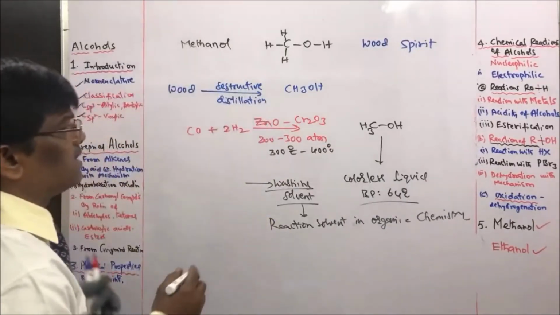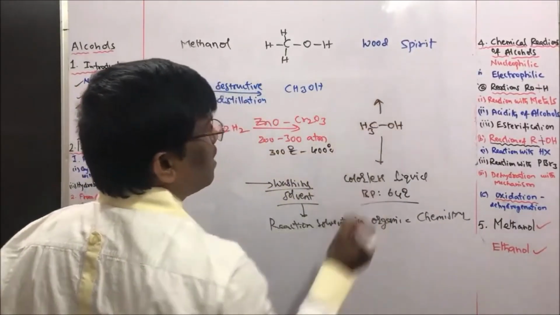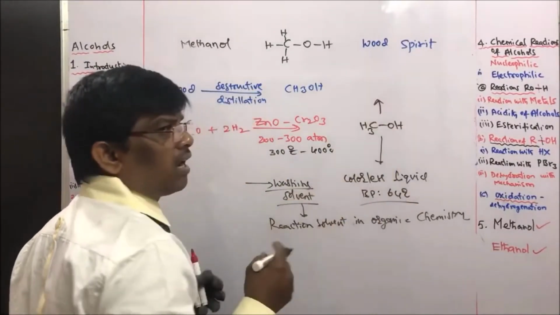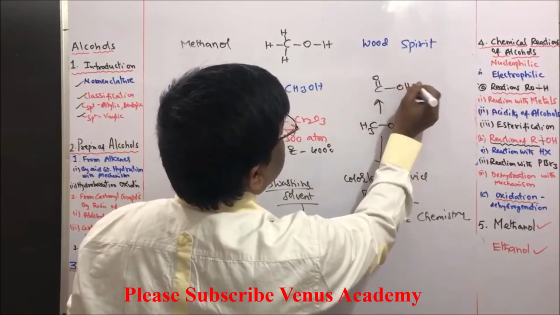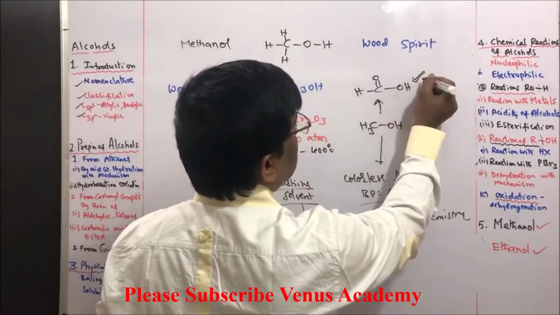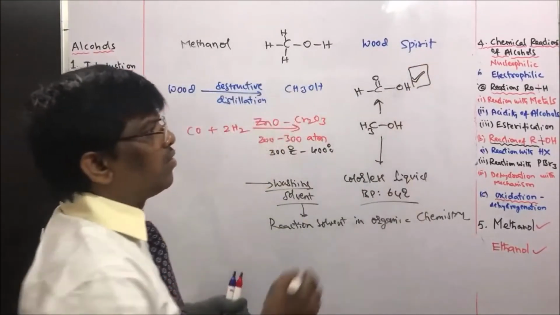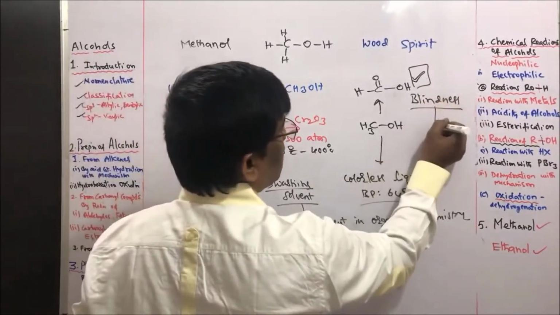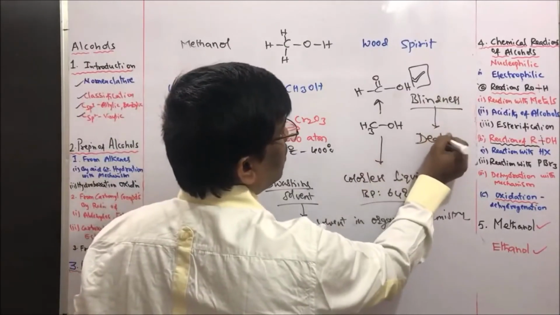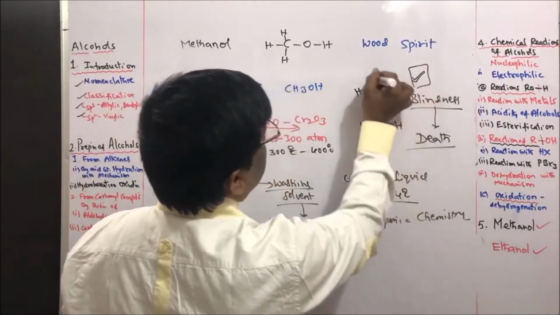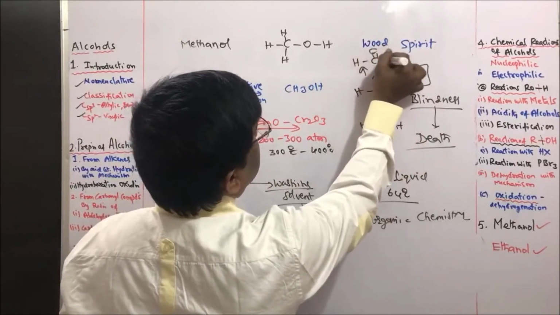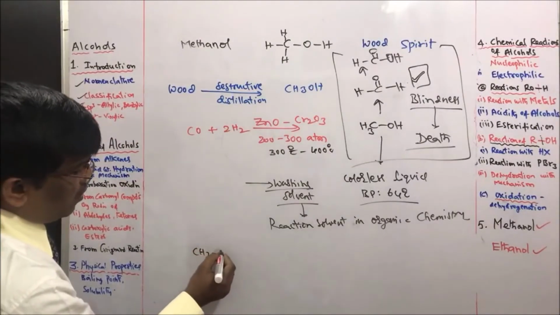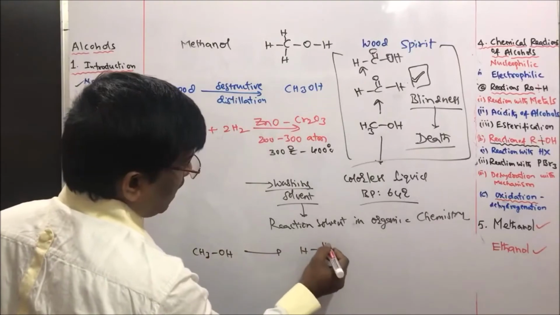The important thing is that if methanol is taken by human beings, it is oxidized in the stomach or intestines into formic acid, and this formic acid is highly poisonous and results in blindness. Sometimes if excess methanol is taken, it may even lead to death. First it forms formaldehyde, then over oxidation gives formic acid. Both formaldehyde and formic acid are highly poisonous. Methanol is widely used for the preparation of formaldehyde.